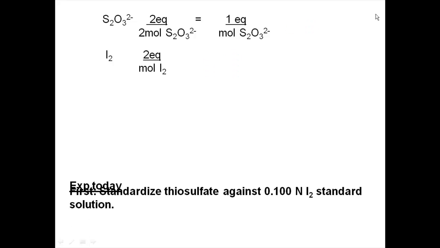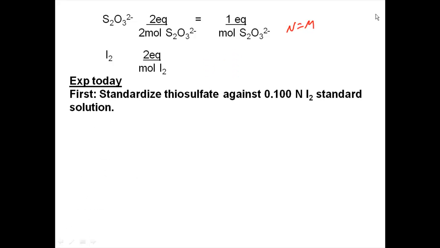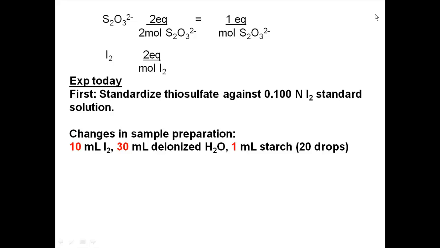Now for the experiment, we're going to do the standardization first. We're going to standardize the thiosulfate against 0.1 normality of iodine standard solution. The changes in this experiment are as follows. We're going to use 10 milliliters of iodine, 30 milliliters of deionized water, and 1 milliliter of starch, that's about 20 drops. Those are the changes from the procedure. We're changing different volumes again.